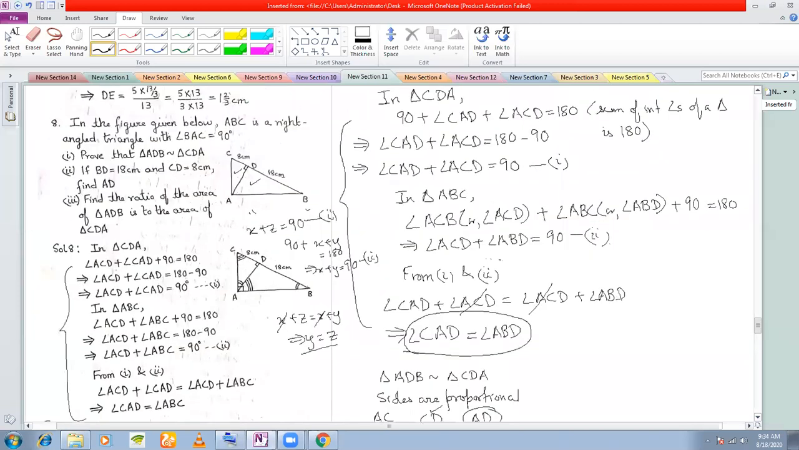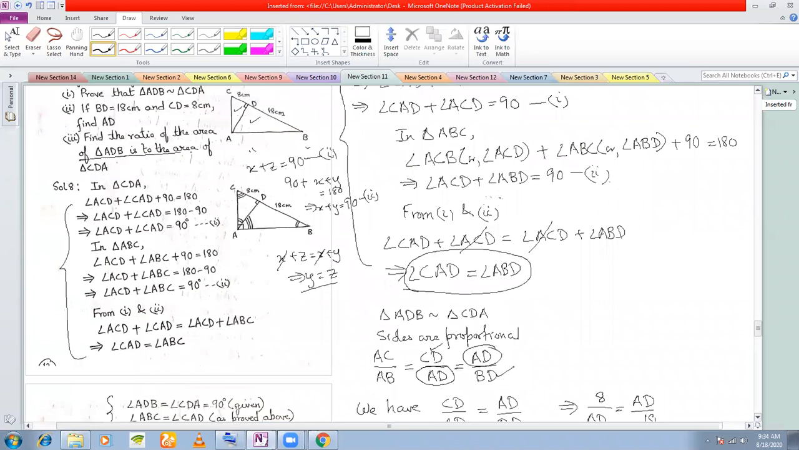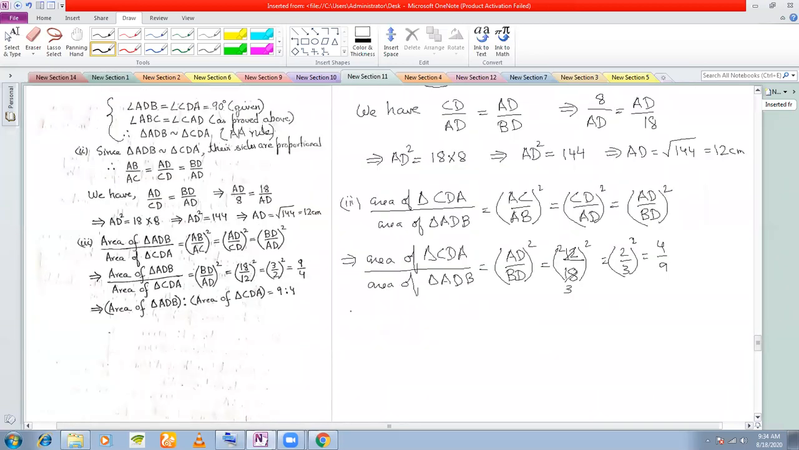What is the question? Ratio of ADB is to CDA. That means just the reciprocal ratio. Okay. So that means area of triangle ADB is to area of triangle CDA is equal to 9:4. Okay, that's the reciprocal ratio.